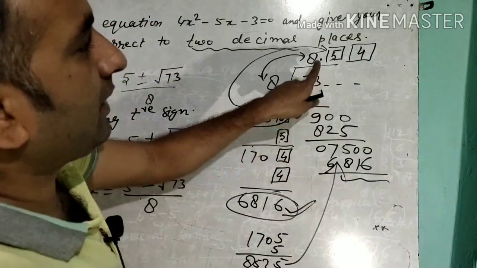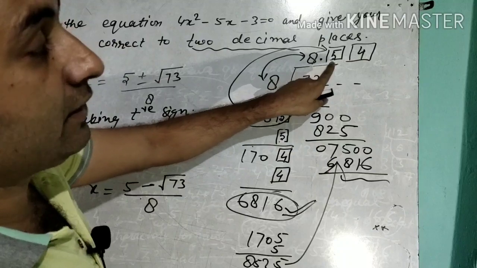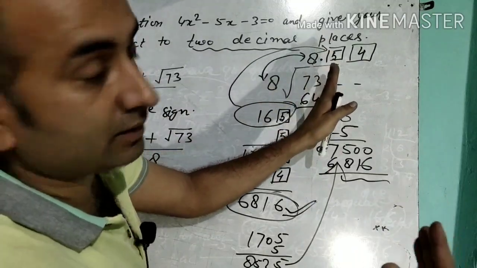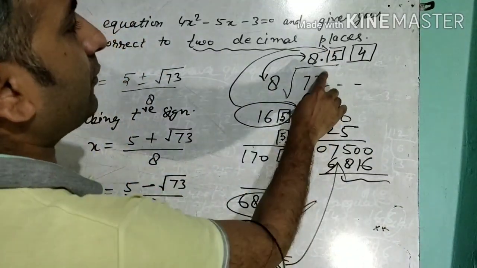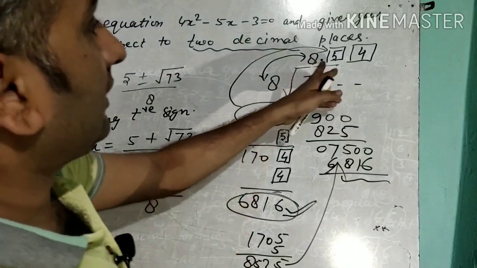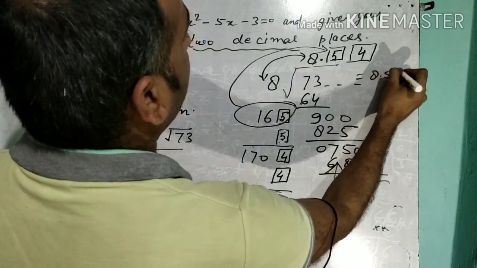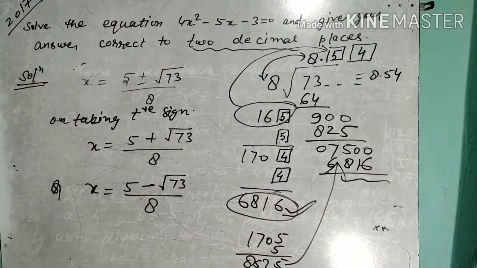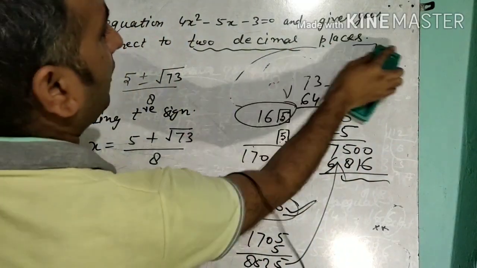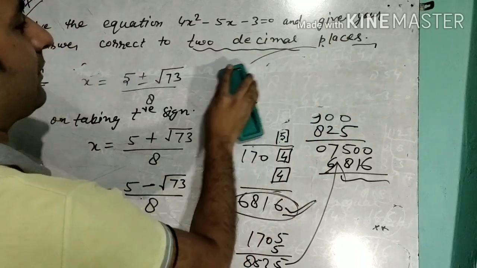Our matter is what? We have to find out the value of root 73 in terms of 2 digits. After the point there should be 2 digits, and the value of root 73 is what? 8.54. Okay, so now we will put here the value of root 73, 8.54 in this way.